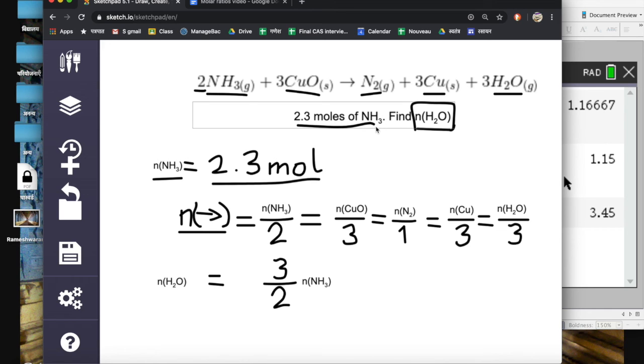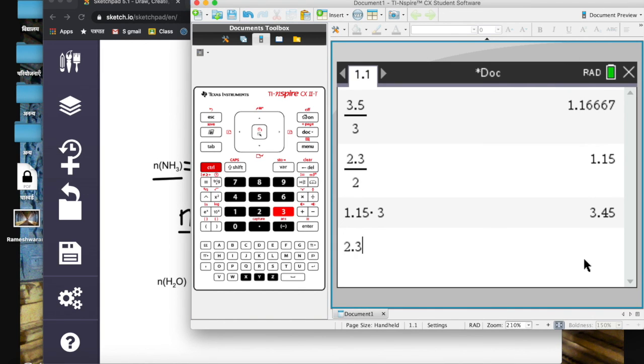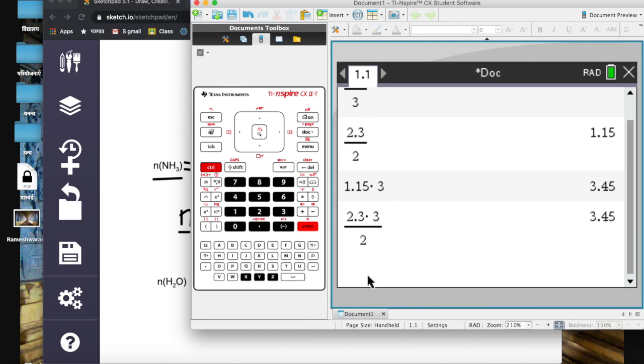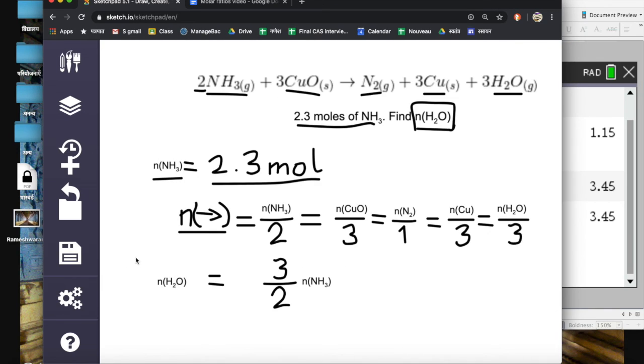So if you want to find the number of moles of H2O and you're given that there's 2.3 moles of NH3, as was the case in the previous problem as well, then you simply need to multiply the number of moles of NH3 by 3/2. So 2.3 times 3 divided by 2 is 3.45, exactly the same as we got previously.